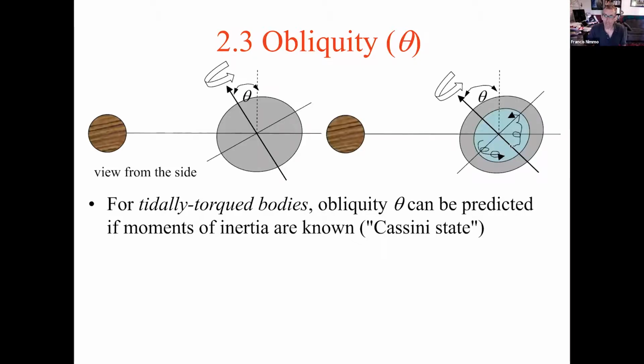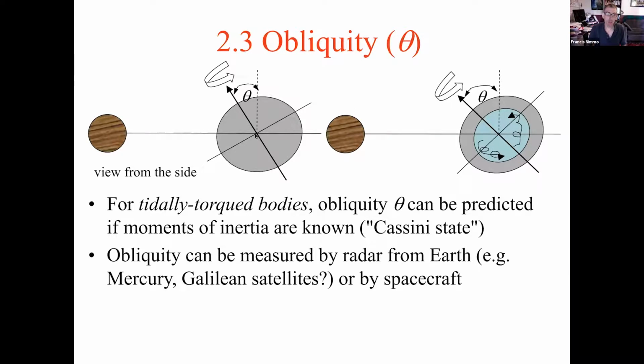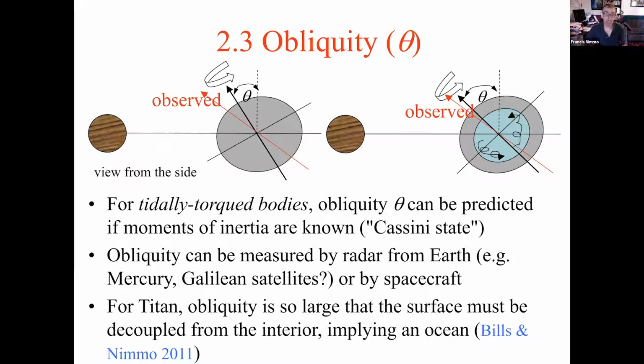And what we would expect is that if there's a decoupling liquid layer inside, the obliquity will be bigger. That's again simply because now you're talking about just the shell rather than the whole body, and so the obliquity is predicted to be bigger than if you're talking about the entire body. So we can make these measurements. You can make the measurements from Earth by using a big radar. You might even be able to do that for the Galilean satellites with an Earth-based radar, or you can do it by spacecraft. The one place in the outer solar system where we've done that is Titan.